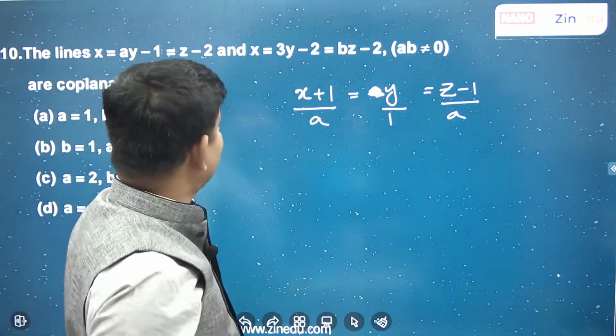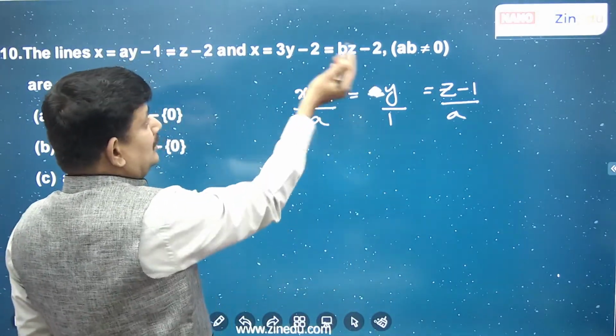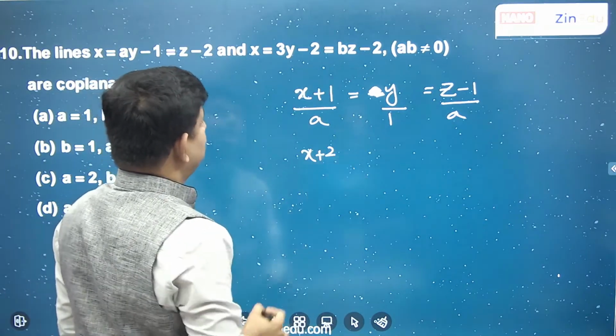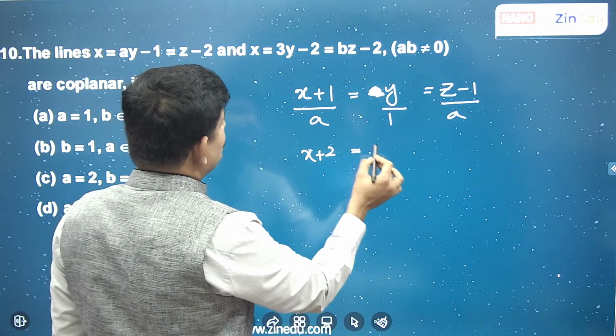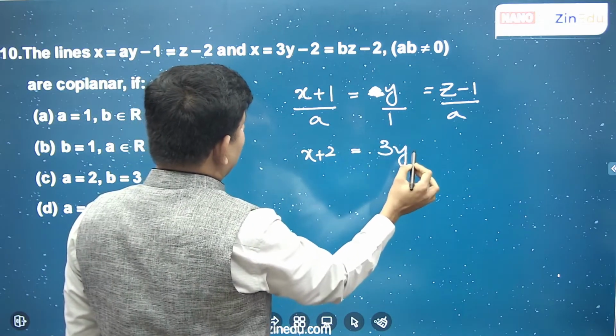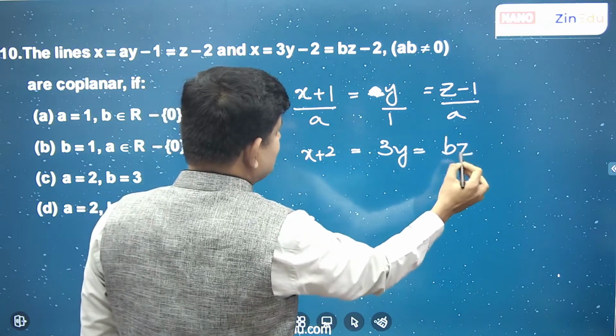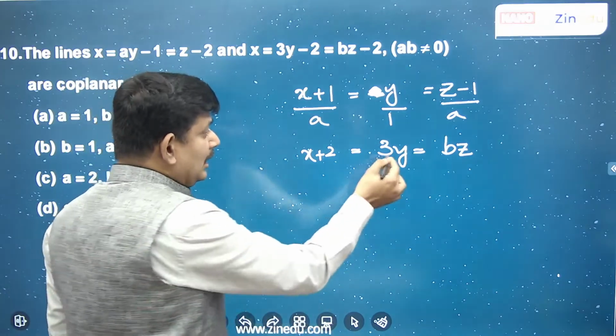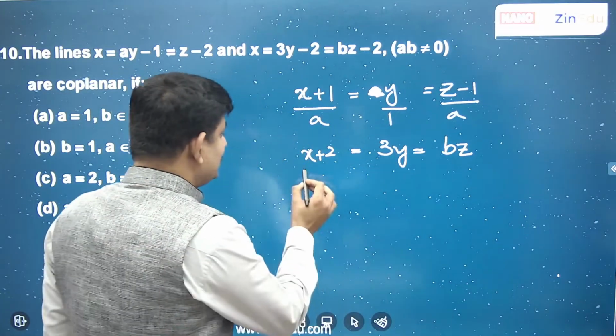Second one, how to convert into symmetric form? 2 I will add throughout. x plus 2 is equal to minus 2 plus 2 gets cancelled, 3y is equal to bz. Is it in symmetric form? No. I have 3 and b here. So divide by 3b throughout.